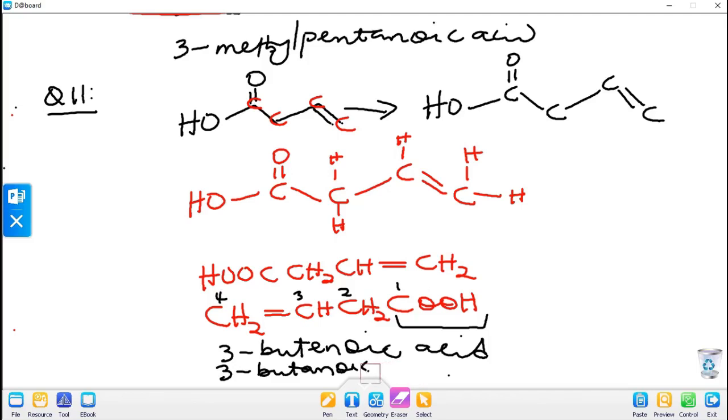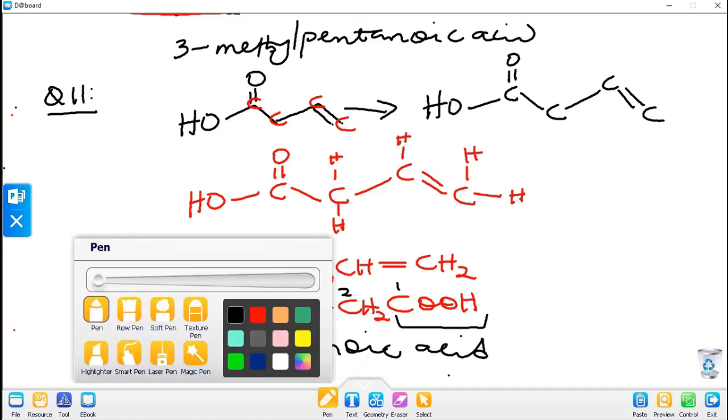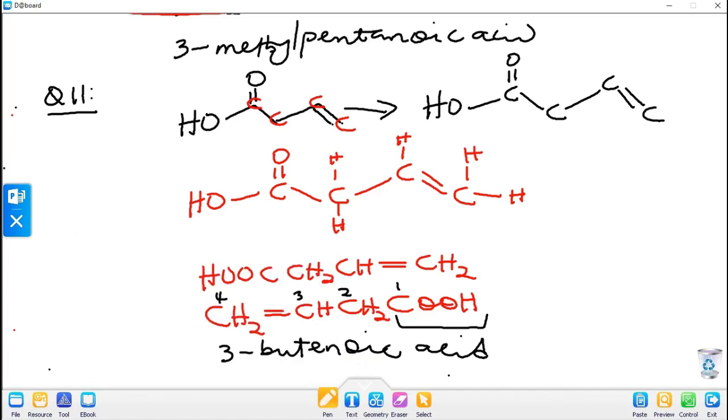I just want us to be clear. Alkanes don't have double bonds. So this tells us that the compound is an alkene, but it is an alkanoic acid with a double bond. And that is why its name is 3-butenoic acid. 3-butenoic acid.